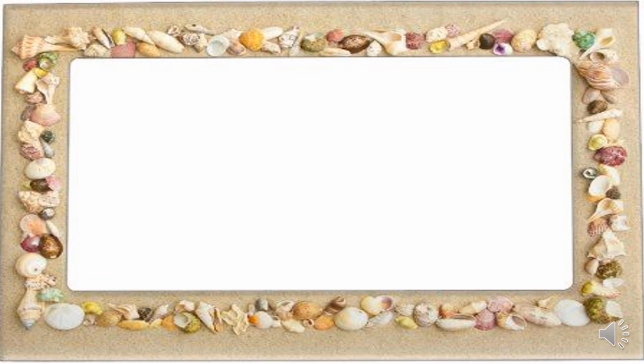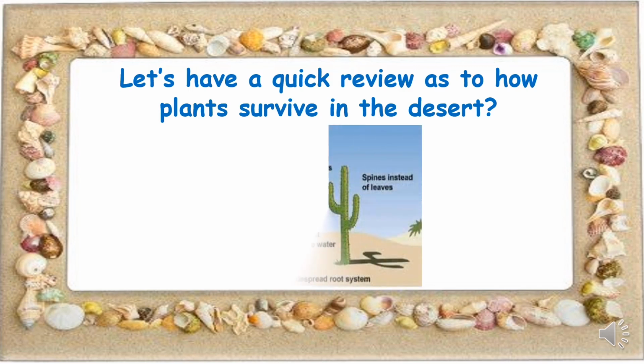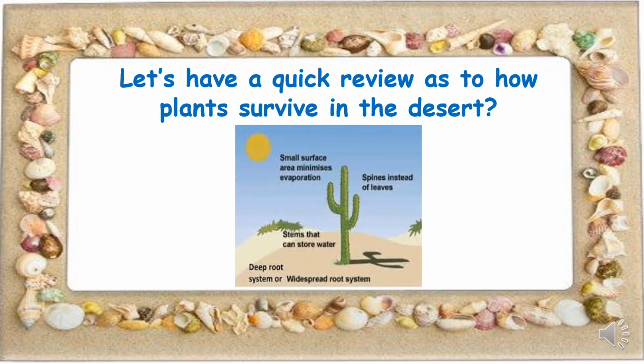Let's have a quick review as to how plants survive in the desert. It has stem that can store water, deep root system or widespread root system, spines instead of leaves, small surface area minimizes evaporation.